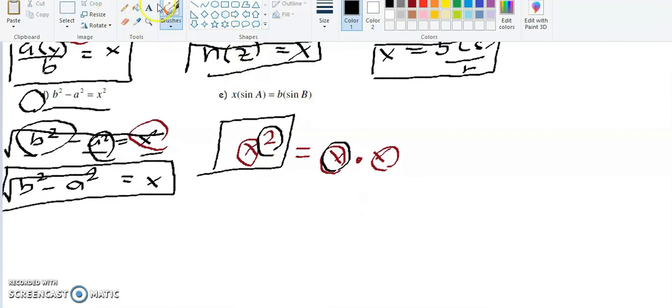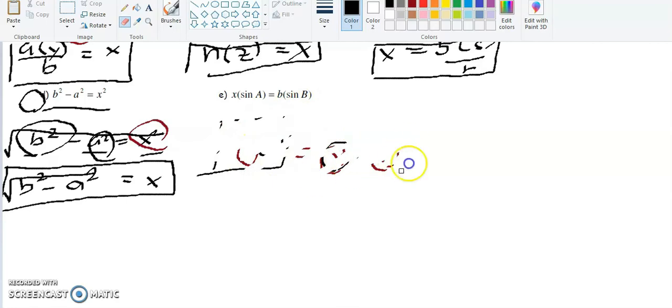All right, so let's try letter E. In this case, if you're familiar with it, this is a problem for trigonometry function, right? So let me just clear up some space for letter E. This will be our last problem.